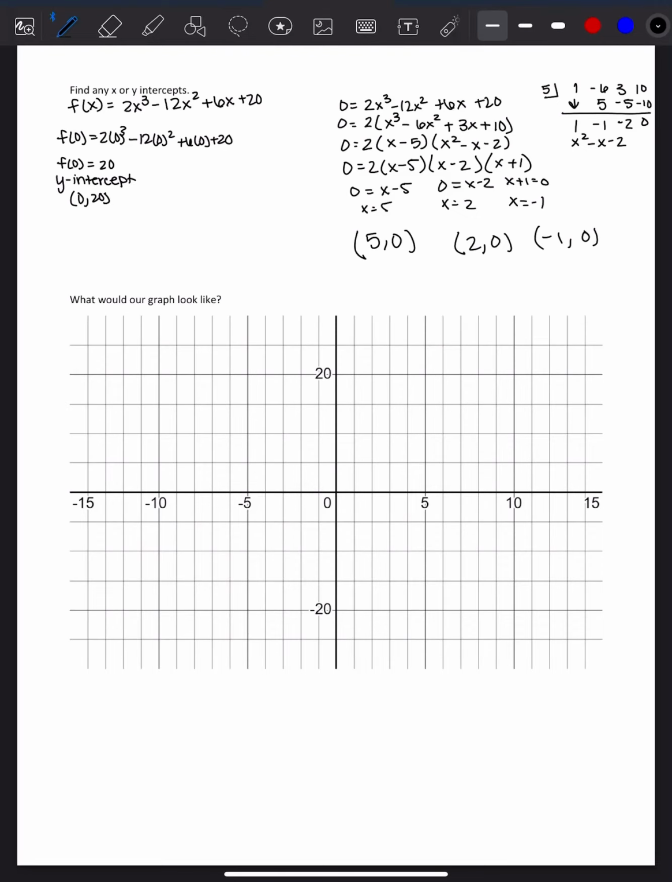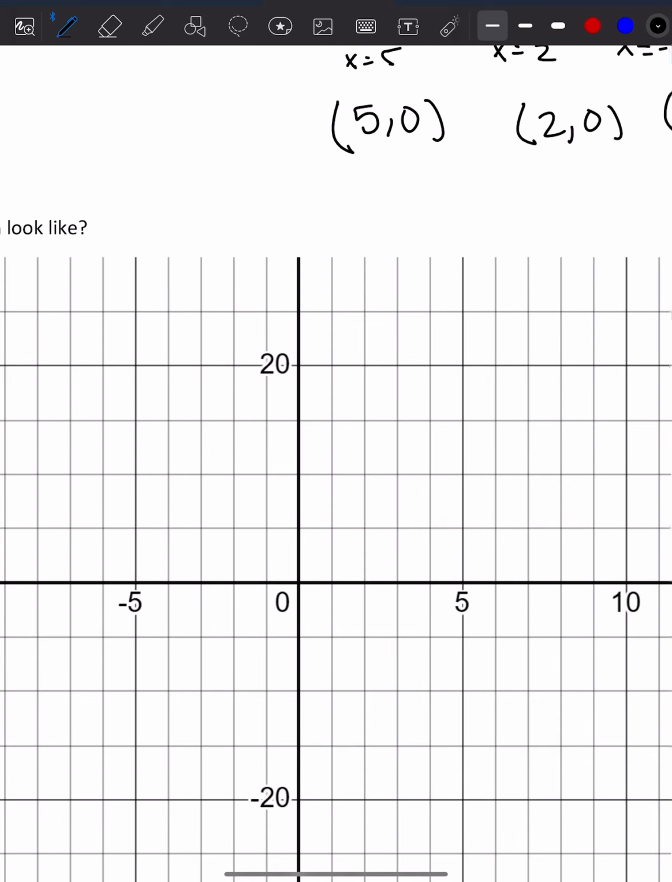Okay, so let's look at this graph. Here are some of the things that we know. I know I have a y-intercept at (0, 20), so (0, 20) is right here. I have x-intercepts at 5, 2, and -1. So I know that those are part of it.